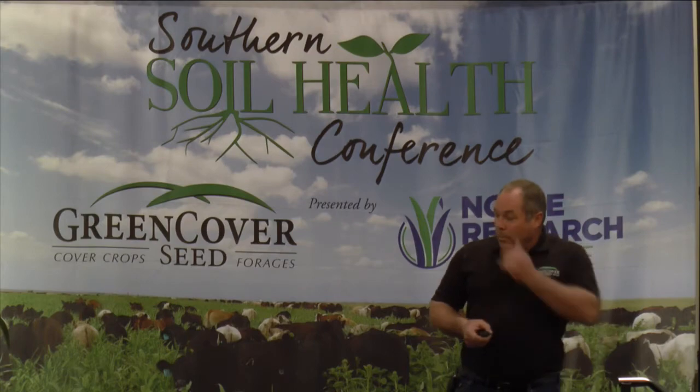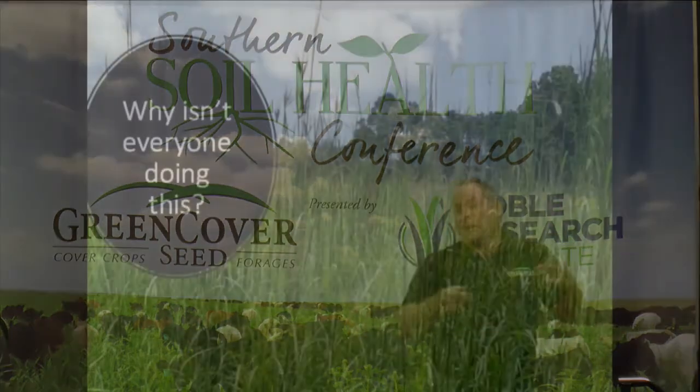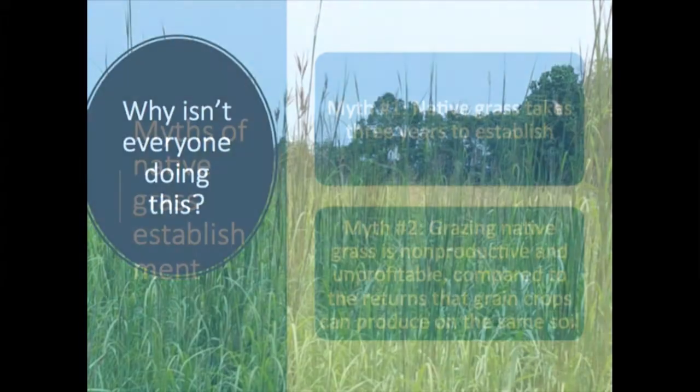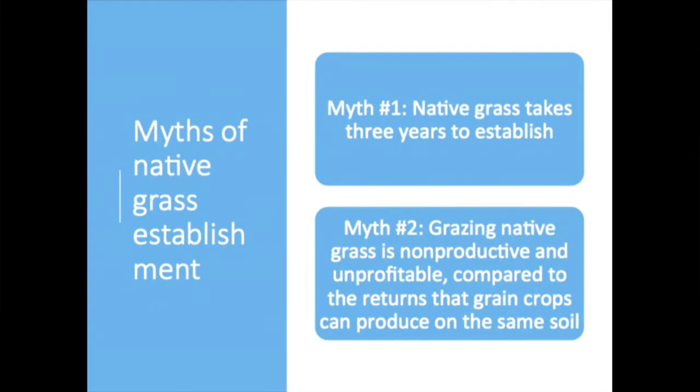So, if this is such a wonderful thing, why isn't everybody lay farming? Why isn't everybody doing this? Well, there are 2 myths of establishing grass. One is that it takes 3 years to establish grass. You're only leaving this in for 5 years, right? So you spend 5 years, 3 years getting it established, and you only get 2 years of good out of it before you kill it and you're back to crops.